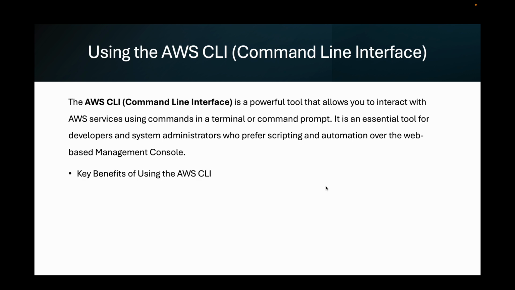Some of the key benefits of using the AWS CLI are, first, automation. You can automate repetitive tasks such as launching EC2 instances, managing S3 buckets, or creating RDS databases. Also scripting. Create shell scripts or batch files that can perform complex AWS tasks in sequence. It's cross-platform. The AWS CLI is available for Windows, macOS, and Linux. And direct service access. Interact directly with AWS APIs, which can be faster than using the management console.